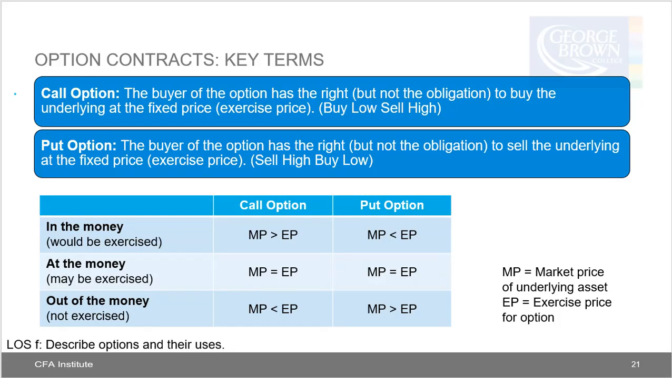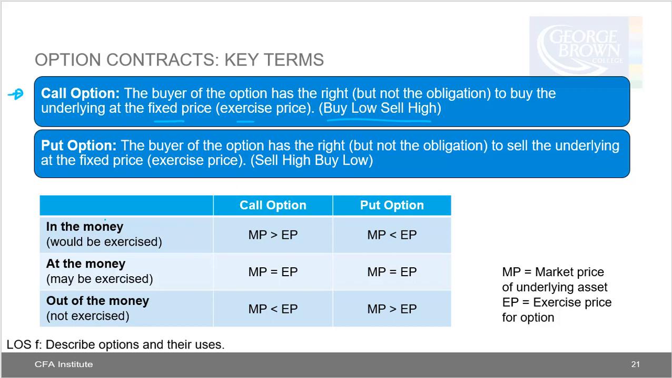So we're continuing here with option contracts and looking in a little bit more detail at the call option. With regards to a call option, the buyer of the option has the right, but not the obligation, to buy the underlying at the fixed price, the exercise price. So I've written here, buy low, sell high. If I'm buying a call option, I've got the right, but not the obligation, to buy the underlying. I always want to buy low and sell high, okay?